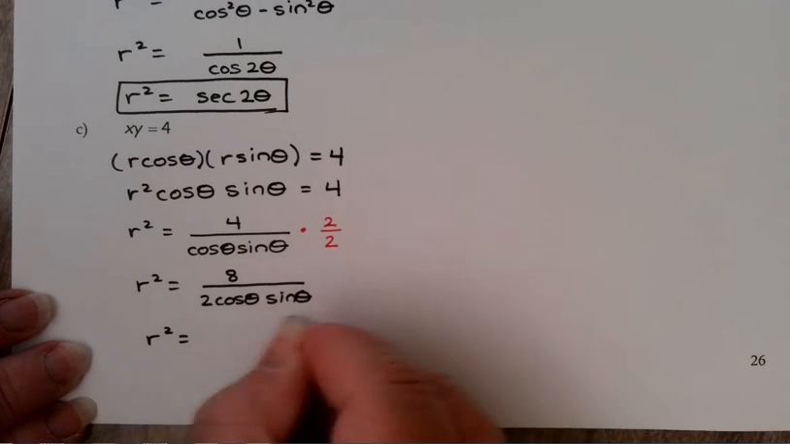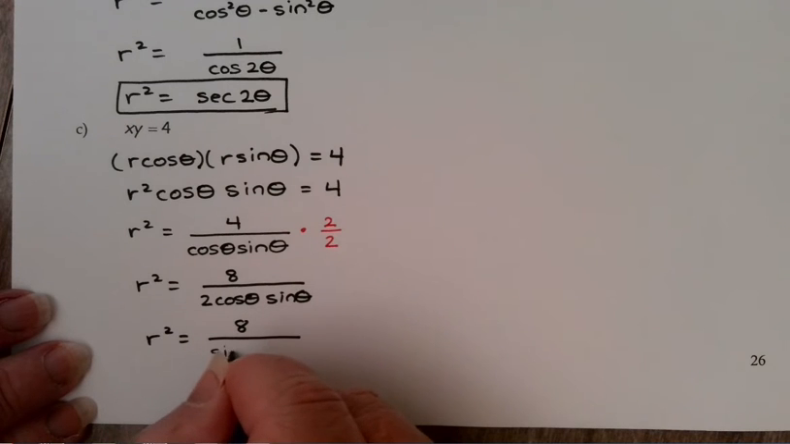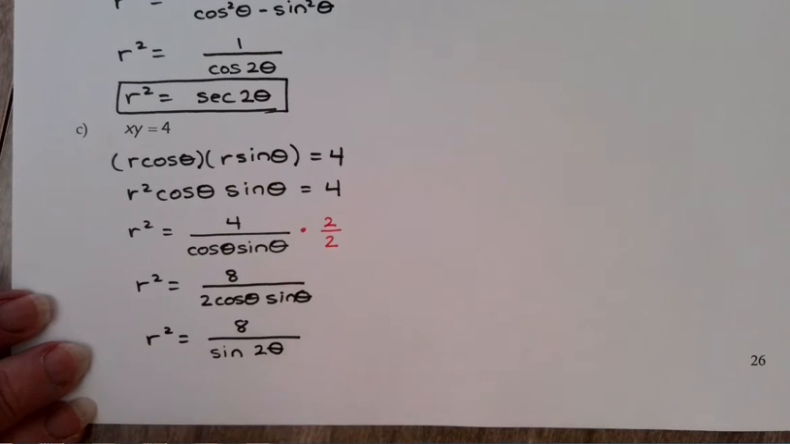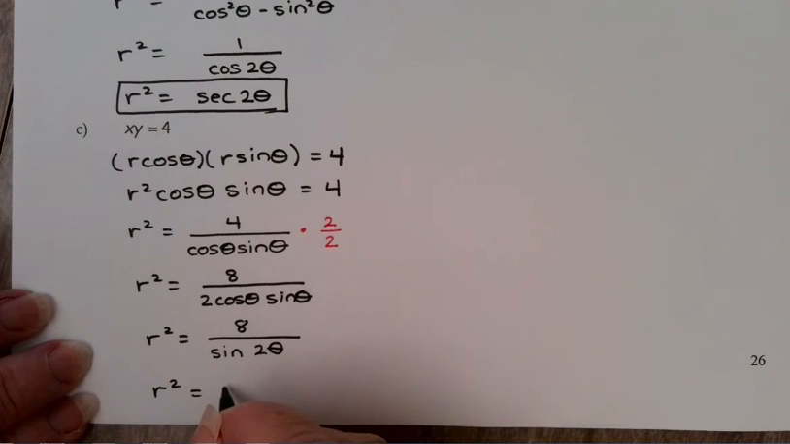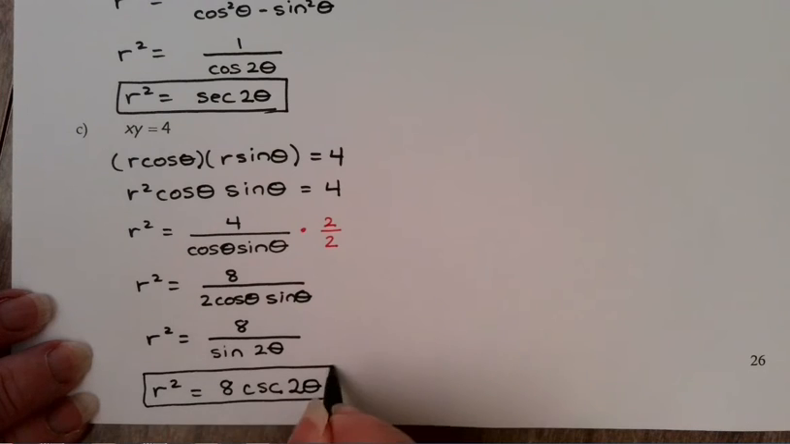And now that denominator works perfectly for that identity, sine 2 theta. One more thing, the reciprocal of sine is cosecant. So I might write this as r squared equals 8 times cosecant 2 theta. And that's about the simplest I can make that one.